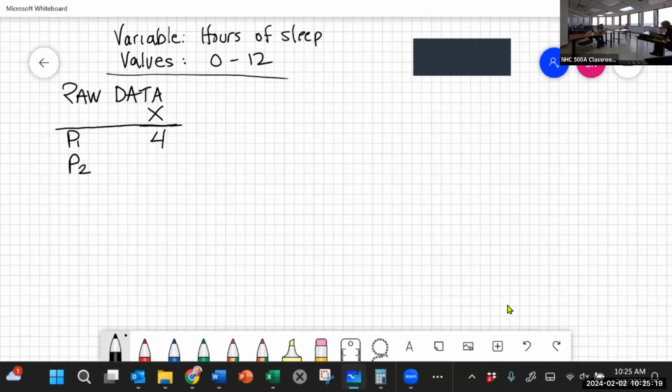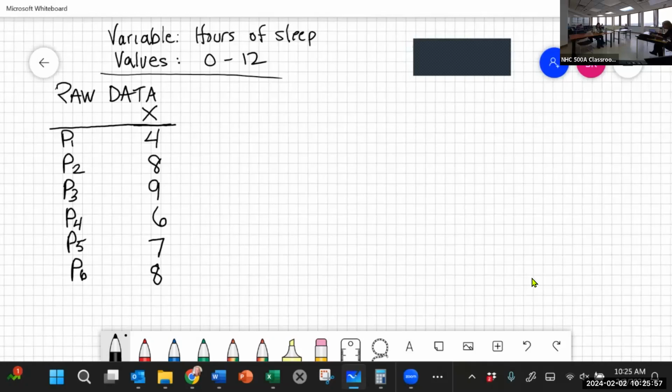Person 2 got 8. Person 3 got 9 hours of sleep. Person 4 got 6 hours of sleep. Person 5 got 7 hours of sleep. And person 6 got 8 hours of sleep. Hopefully this data set would meet the qualifications to be considered normal. Even though we have that 4, which is a little bit lower, hopefully it's not a very strong outlier, and so we can move forward.